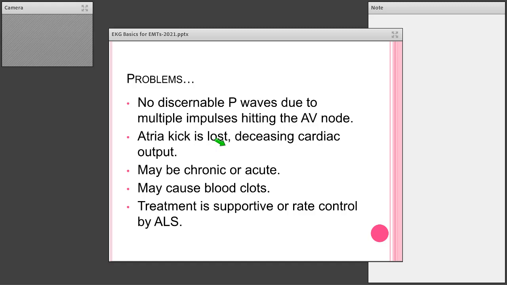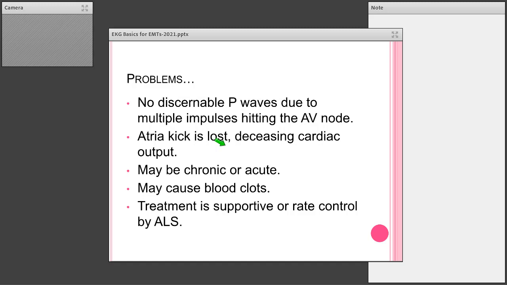The atrial kick is lost. When the atria are contracting normally, most of the time the atria feed the ventricles by gravity, and then the contraction is what we call the atrial kick that finishes filling the ventricles. Without that atrial kick, the ventricles aren't full, so when they contract, not as much blood is being ejected. That's the decreased cardiac output that people get with AFib.